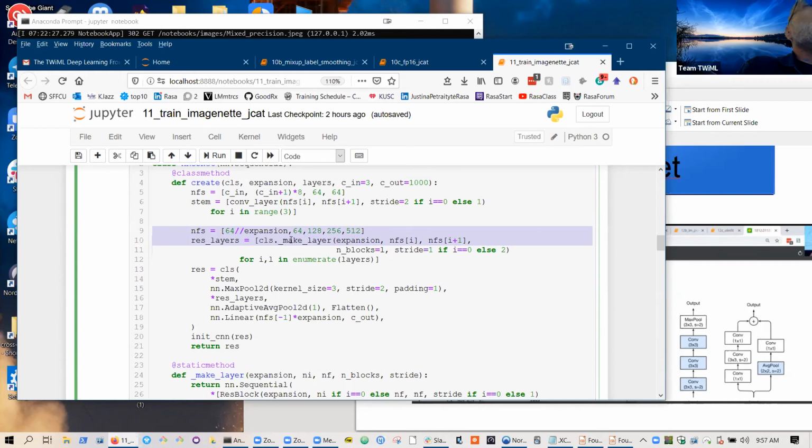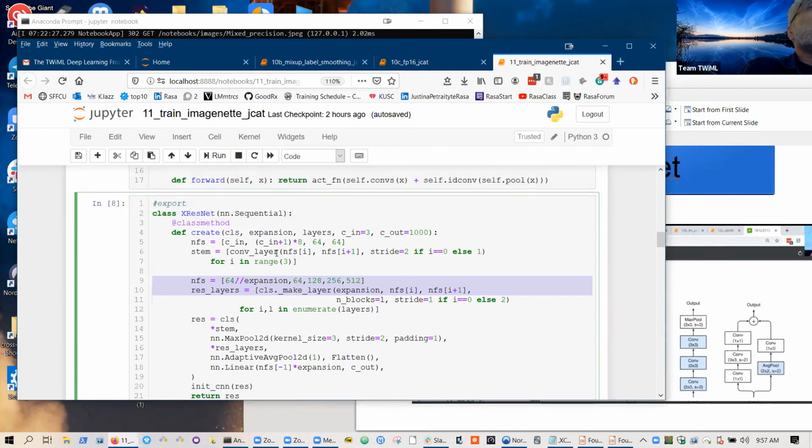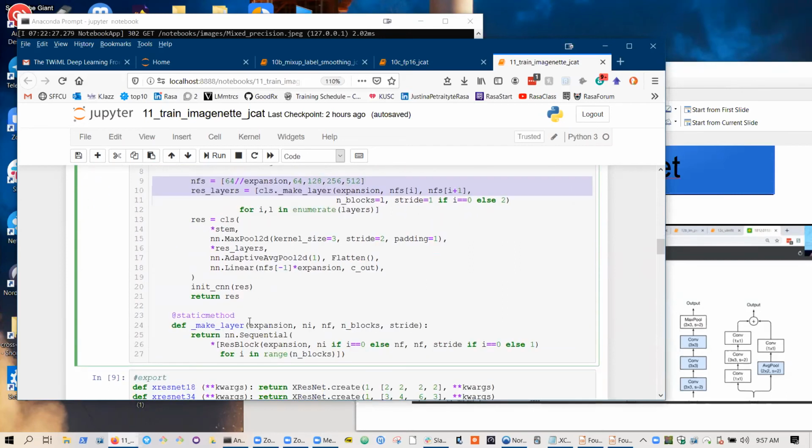Okay, so then he specifies res layers, make layer. Make layer is right at the bottom there, at line number... there we go. This is a function, a helper function. Let me expand this a bit.